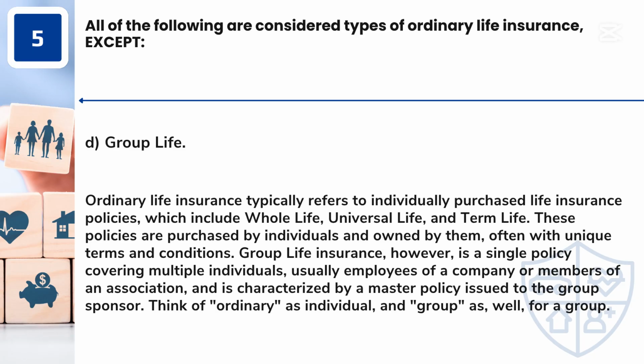Answer: D. Group life. Ordinary life insurance typically refers to individually purchased life insurance policies, which include whole life, universal life, and term life. These policies are purchased by individuals and owned by them, often with unique terms and conditions. Group life insurance, however, is a single policy covering multiple individuals, usually employees of a company or members of an association, and is characterized by a master policy issued to the group sponsor. Think of ordinary as individual, and group as, well, for a group.